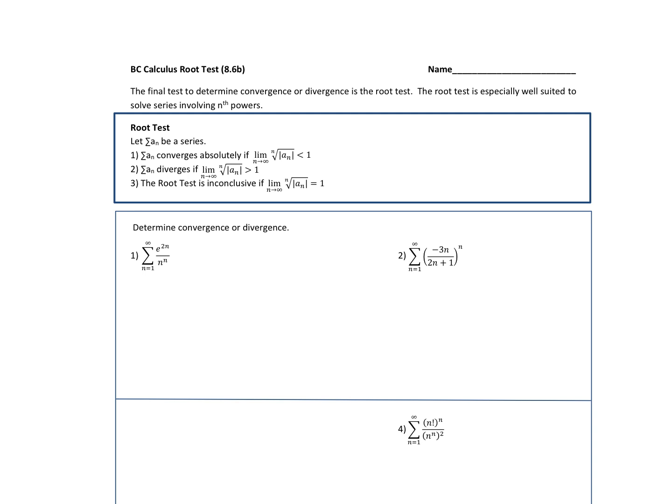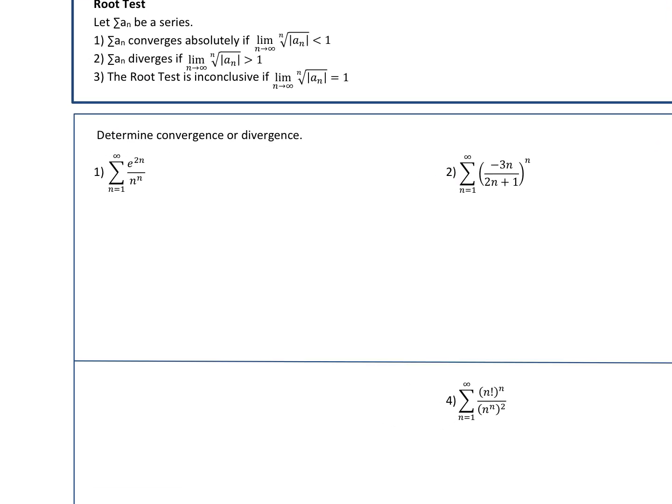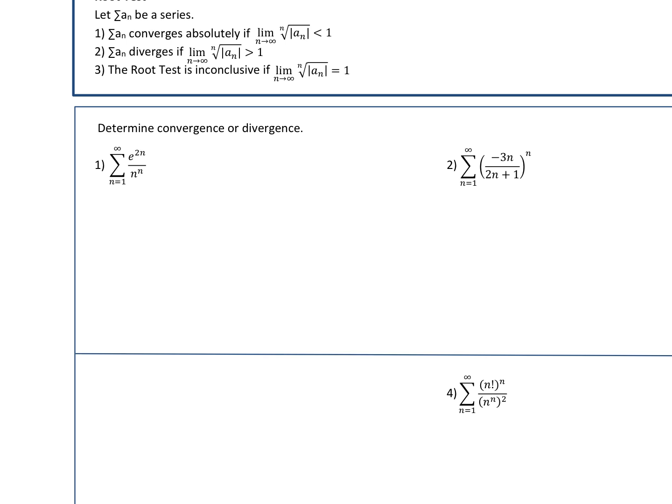So let's look at when you would want to use the root test. If you examine this, this is e to the 2n over n to the n. So we could rewrite this as e to the 2 over n raised to the nth power. So I'm going to rewrite this: n equals 1 to infinity, e squared over n to the nth power.